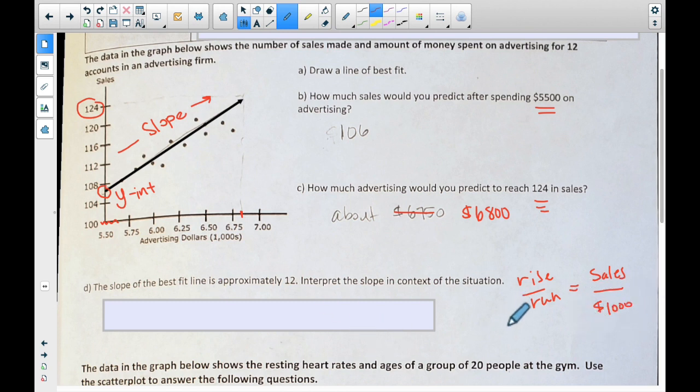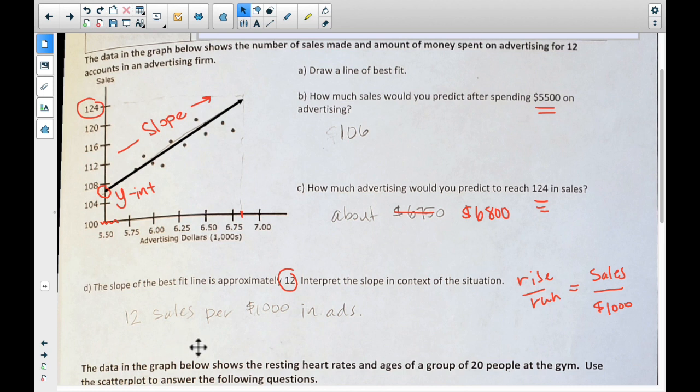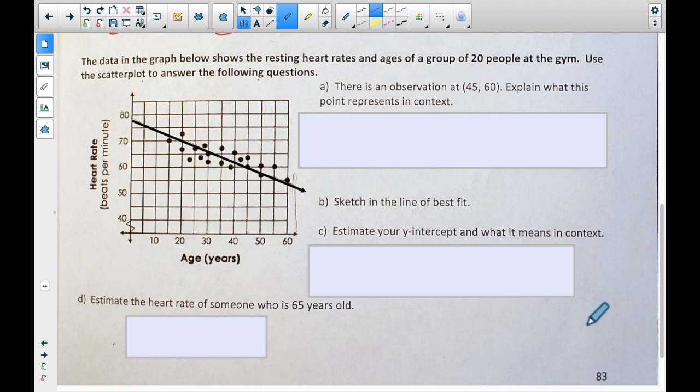So if we were going to interpret the slope, if the slope is 12, then we would say 12 sales per $1,000 in ads. Whenever we talk about slope, we always talk about per. So it's 12 sales per $1,000 because that's what the slope is. The y-axis is sales, the x-axis is thousands of dollars. Let's look at another one.